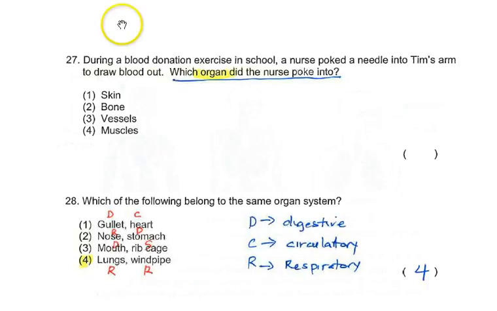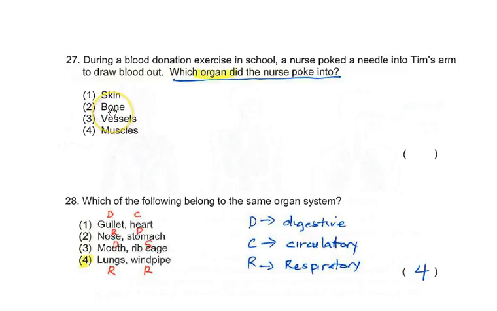Now do this straight. Okay, now during a blood donation exercise in school, the nurse has to get the needle and poke into the body to draw the blood out. Now which organ did the nurse poke into? Now to draw blood out, if you say skin, the skin layer does not really contain a lot of blood vessels. It is small little blood capillaries inside.